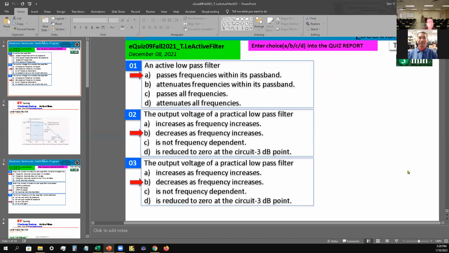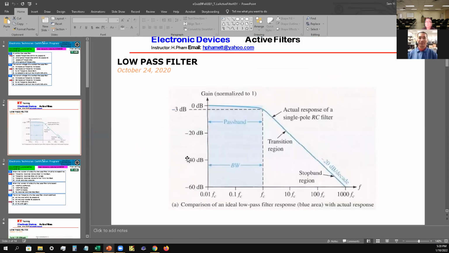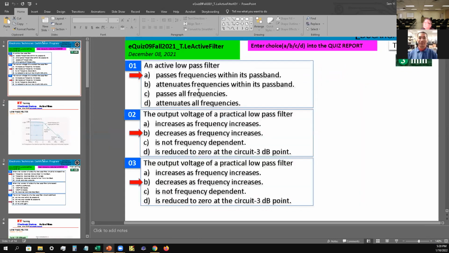Okay, so number 1. An active low pass filter passes frequency within its pass band. This is from the handout from the website. So it's passing in the pass band right here, between the 3 dB or the cutoff frequency up to 0 hertz. So that's why the answer is A as in apple for number 1.